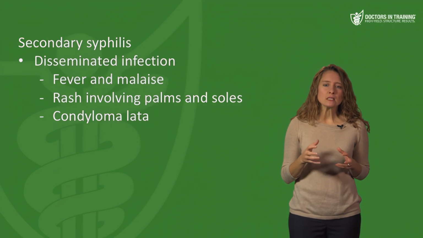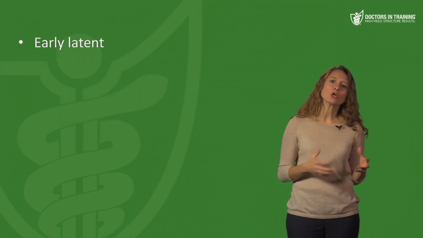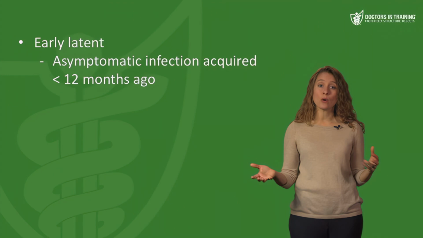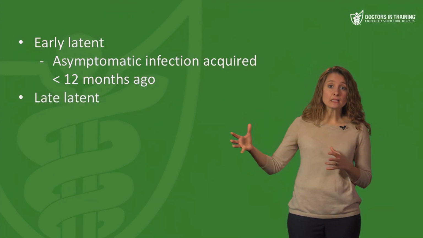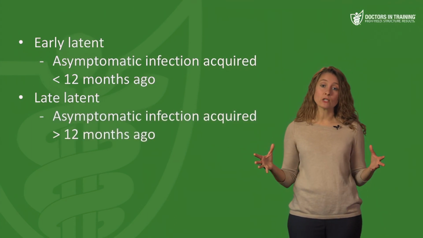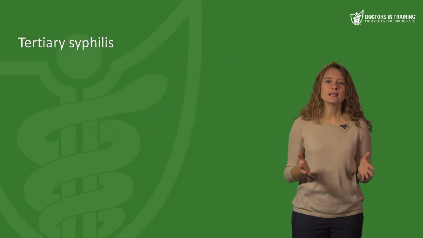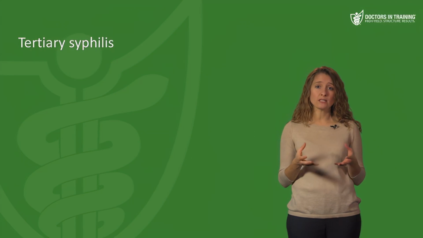Now, if a person still doesn't seek treatment at this point, the infection becomes latent. Early latent syphilis refers to an asymptomatic syphilis infection that was acquired in the last 12 months but hasn't yet been treated. Late latent syphilis means that the patient has had an asymptomatic syphilis infection that was acquired more than 12 months earlier. And lastly, there's tertiary syphilis. This refers to the late complications of syphilis infection.